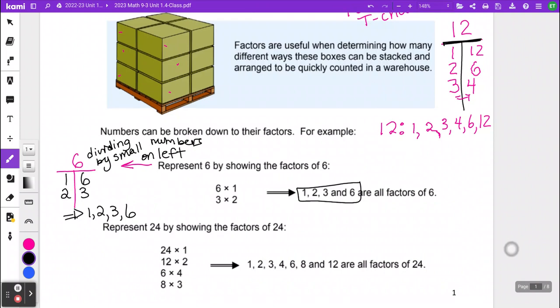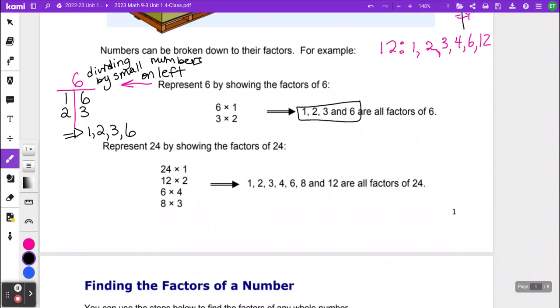And they do the same thing for the number 24. So the number 24, they've reversed the T-chart. They've got the 24 like this, and what they've done is they've put the small numbers on the right, big numbers on the left. We like the small ones on the left. This guy's just reversed. So if I were to draw this one, I would always put the small numbers on the left. 1 and 24, 2 and 12, 3 and 8, 4 and 6.